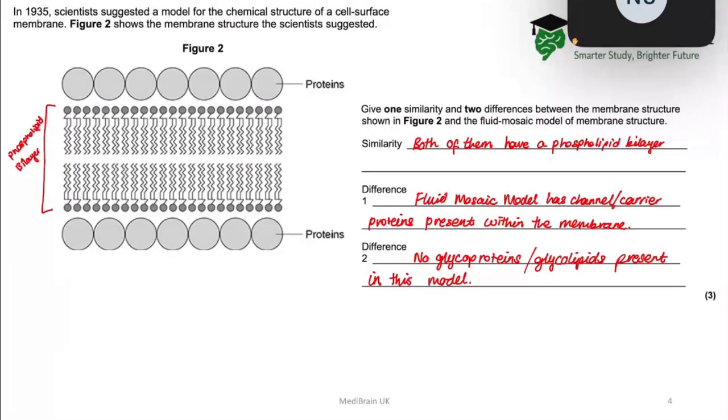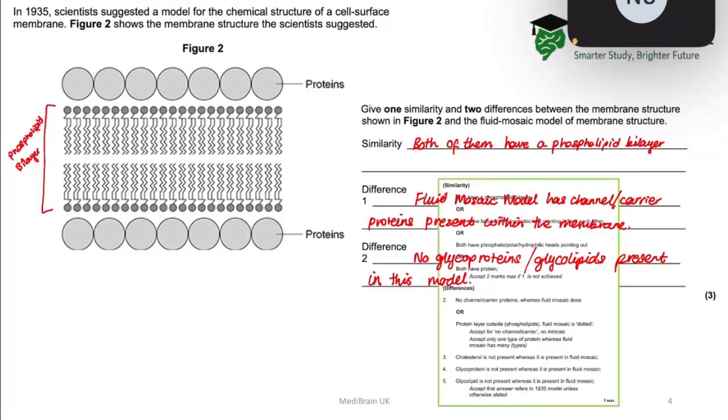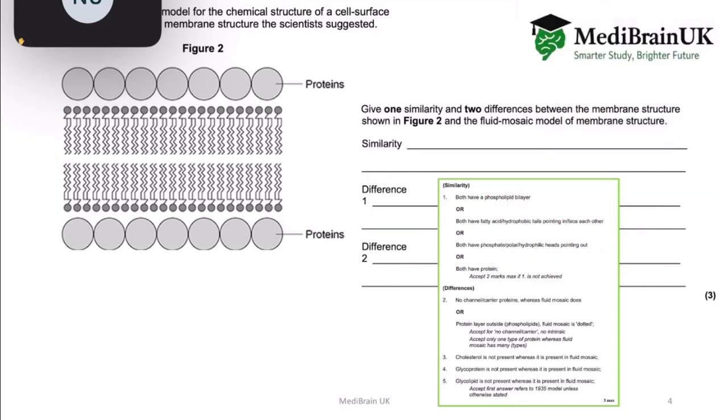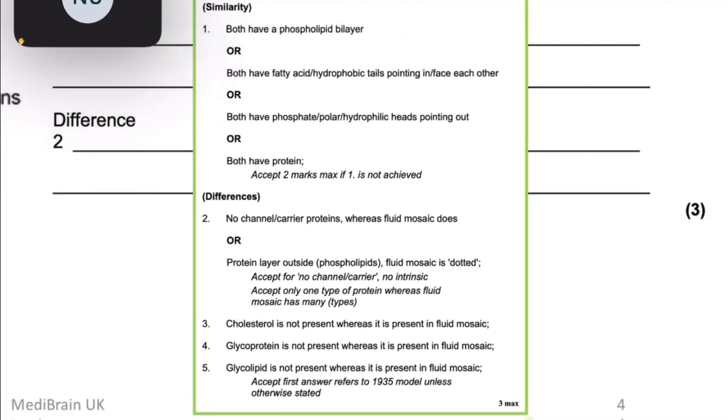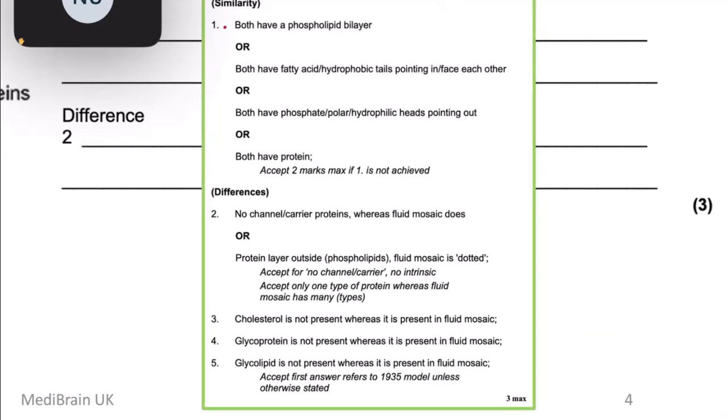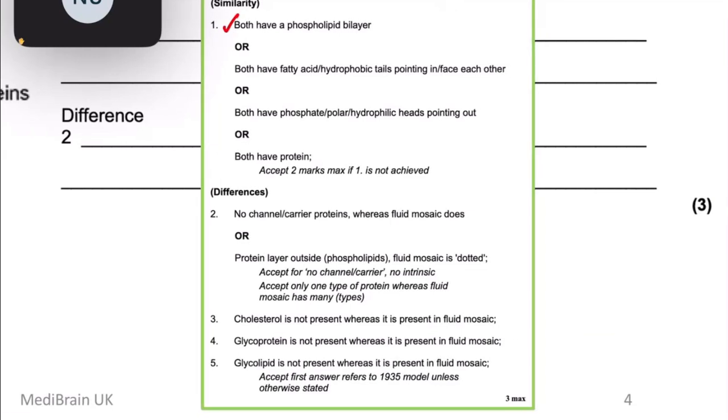So that's what I would write down for 3 marks. If I show you the mark scheme, it says both of them have a phospholipid bilayer. That's 1 mark. Both of them have acid or hydrophobic tails pointing inwards to each other, another way of describing the phospholipid bilayer.